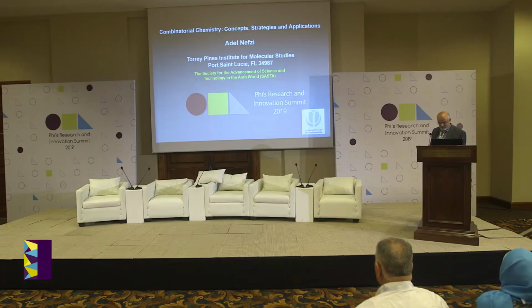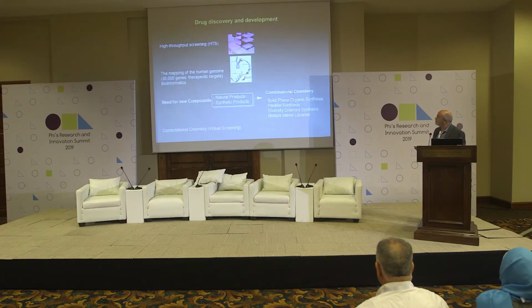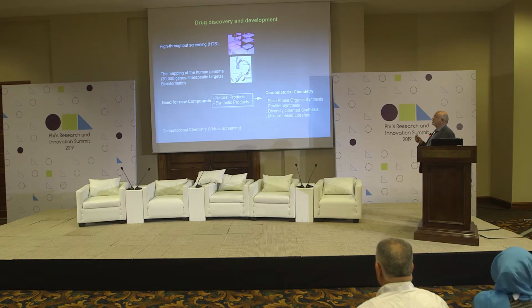I want everyone to leave from this talk knowing what is combinatorial chemistry. Combinatorial chemistry. So, drug discovery. When we speak of drug discovery, with high throughput screening and the mapping of the human genome, which means we have 30,000 genes that we have to find targets for, there is a need for new compounds.